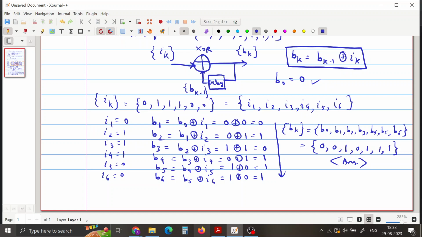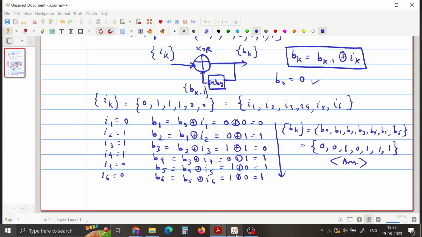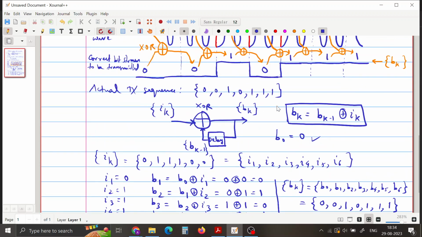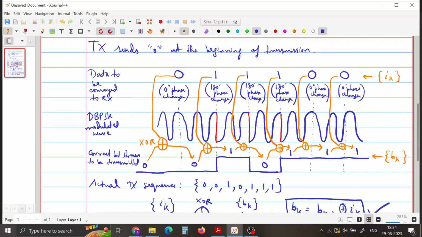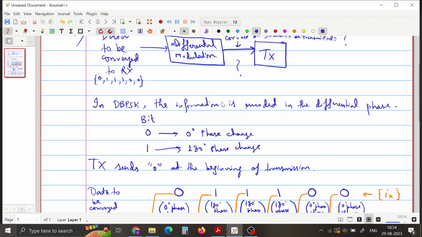So now if you go back to the options, I think it's option A. So your answer is option A. Okay. That's the simple rule. Only this box is the main idea. All these graphs and all, they are just for understanding.